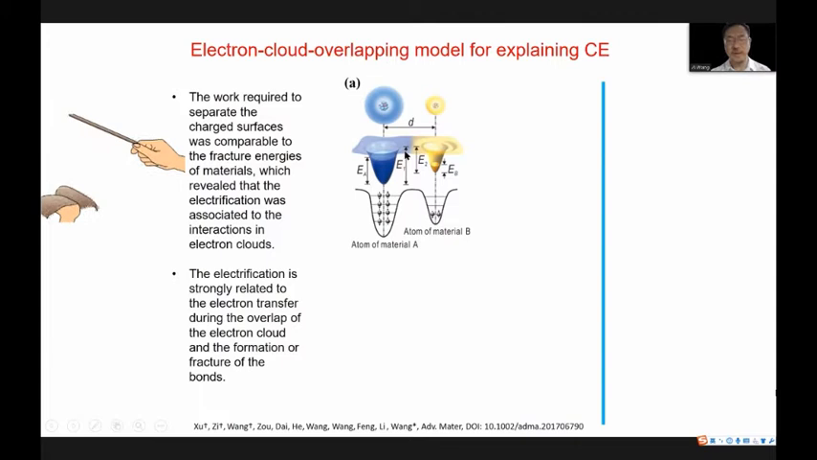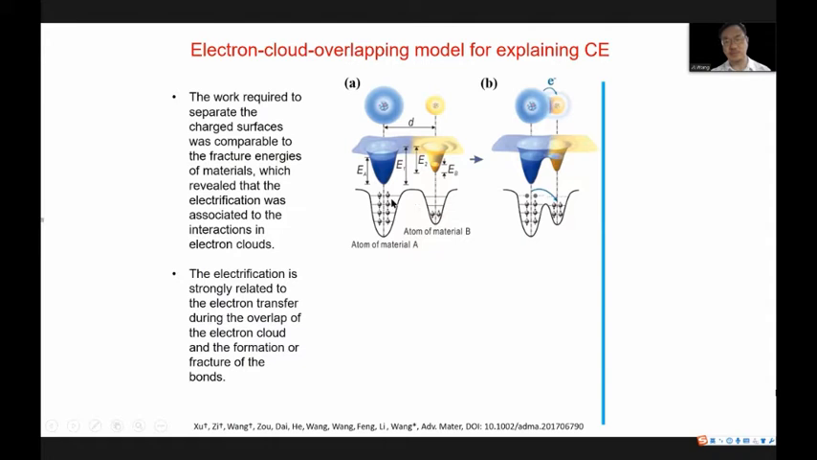So this is one atom, this is the other atom. If the separation between the two is slightly larger, there is no overlap of the electron clouds. Now, if you bring the two together, the barrier that used to separate the electron transfer from here to here is lowered. So the electron can transfer from one side to the other. If you do an animation, it looks like this.